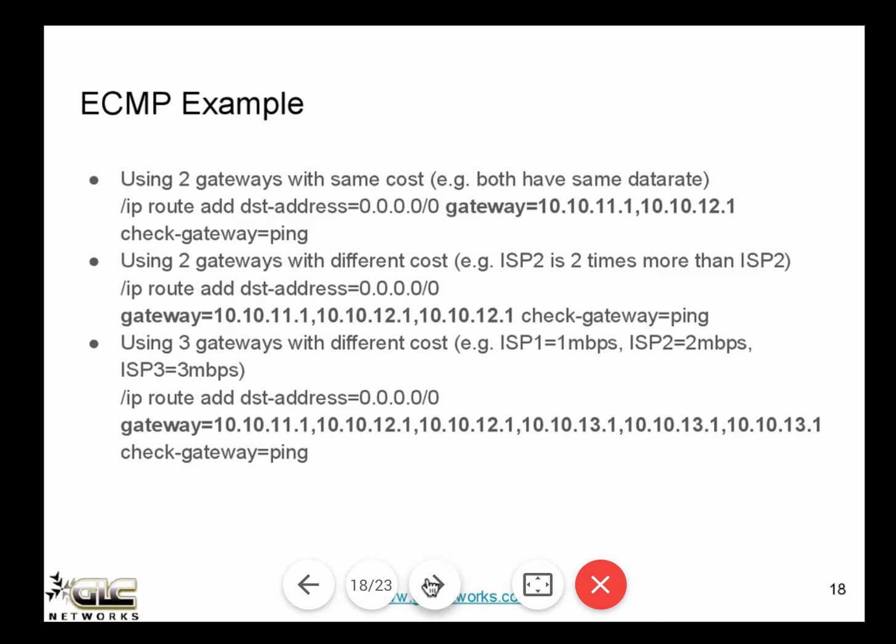So this is an ECMP example. If you are using 2 gateways with the same cost, so both ISPs have the same data rate, you just apply ECMP on the routing table. We just define gateway equals first gateway, comma, second gateway. So it is possible if we have 2 gateways, and then automatically it becomes ECMP.